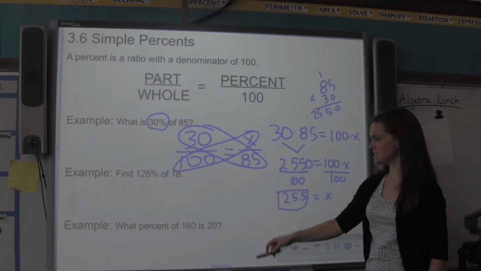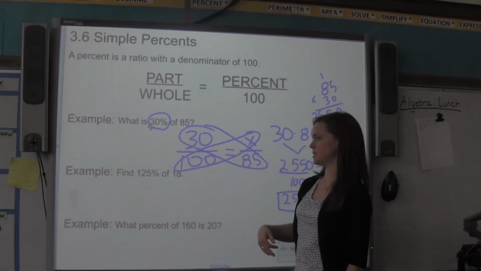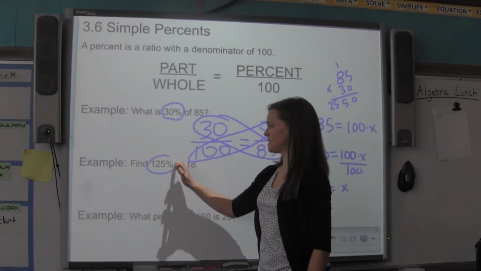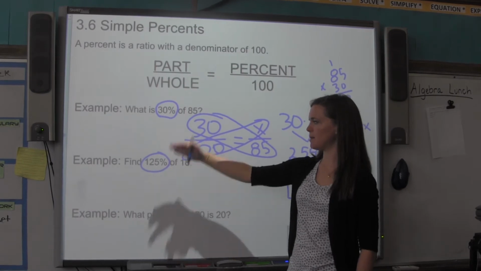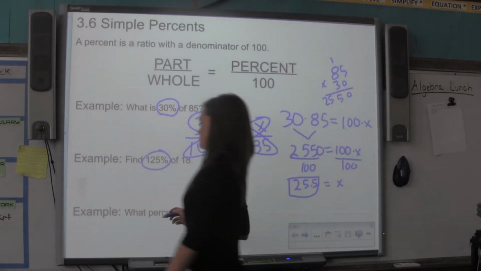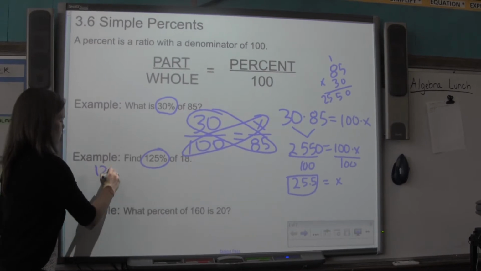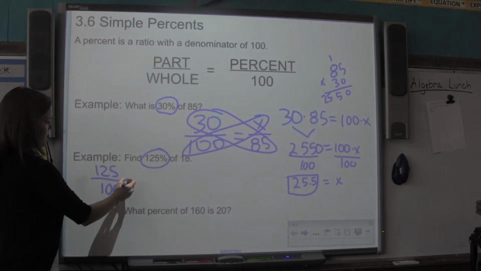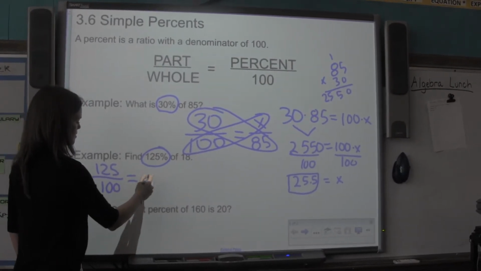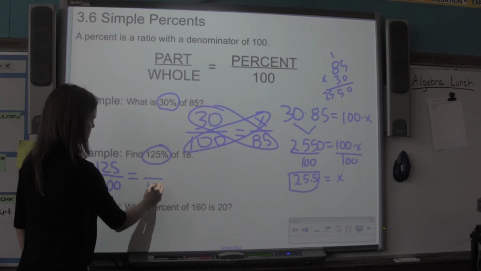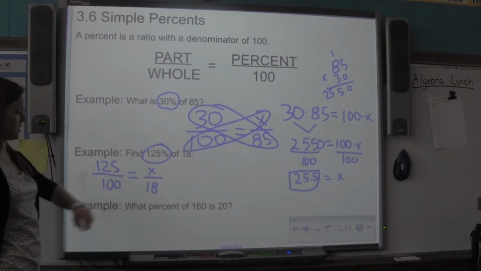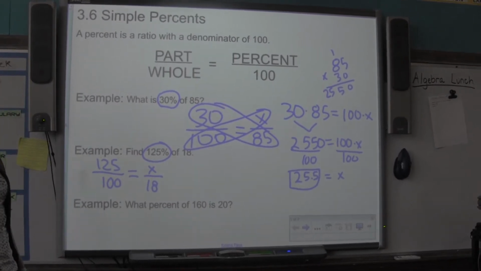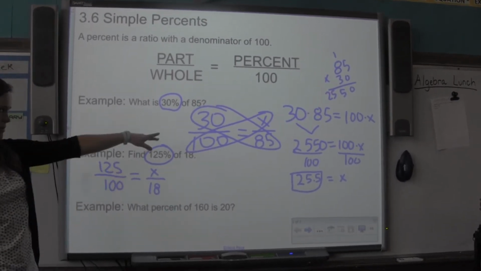So my answer is that 25.5 out of 85 is the same as 30 out of 100. Okay. The next example says find 125% of 18. So the first thing I notice here is that my percent is greater than 100. So that means that my part is actually bigger than the whole. So I've got 125, my percent, out of the whole, which is always 100 for percents. And I want to know if my whole was 18, how many parts I would have. And again, I know that has to be more than 18 because the part is more than the whole over here. I'm going to solve this using cross products the same way I just did over here.